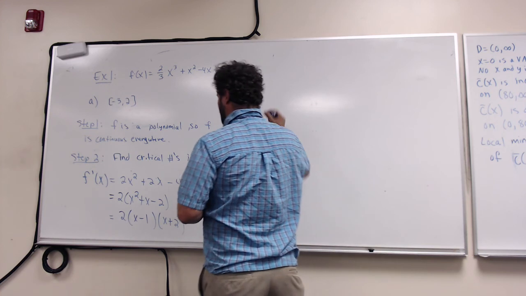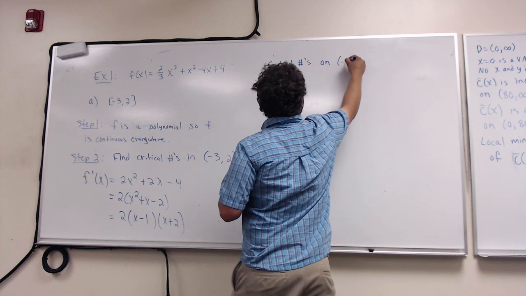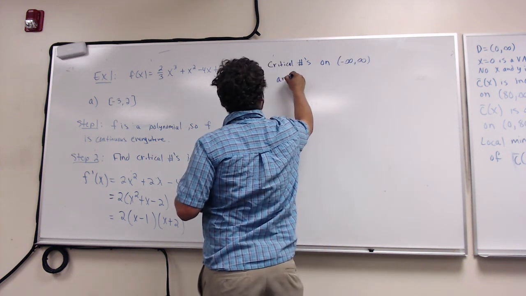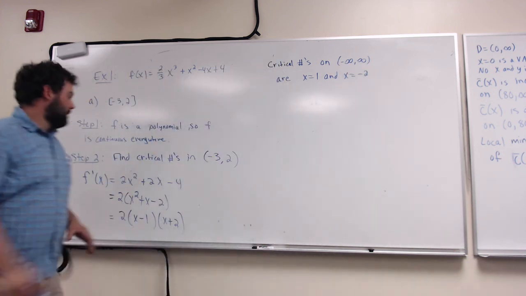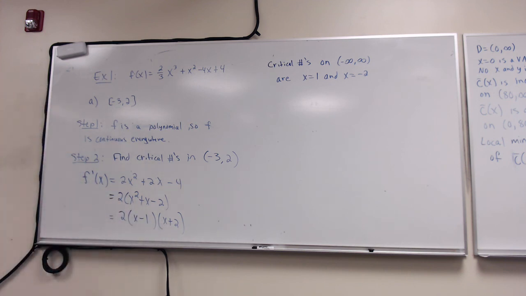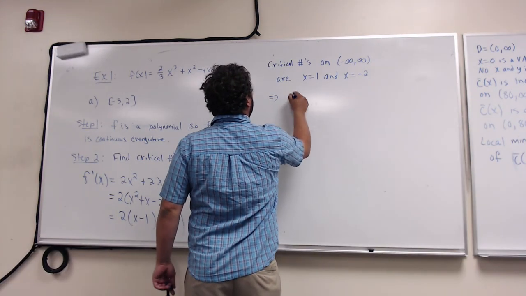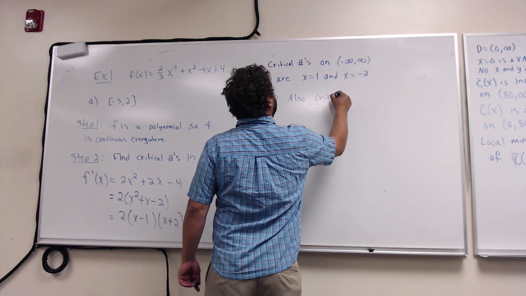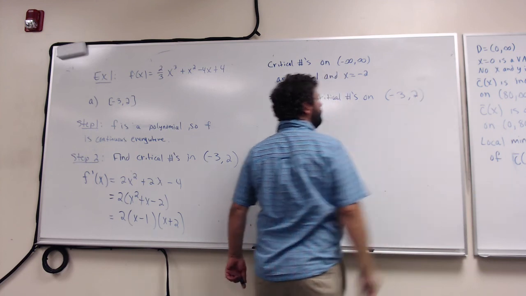And then what does that tell me about the critical numbers? The critical numbers, basically, let's look at the entire domain first, are x equals 1 and x equals -2. Right, so this function equals 0 when x is 1 or -2. Now, are both those in my interval? Are those between -3 and +2? Okay, so these are also critical numbers on that open interval from -3 to 2.